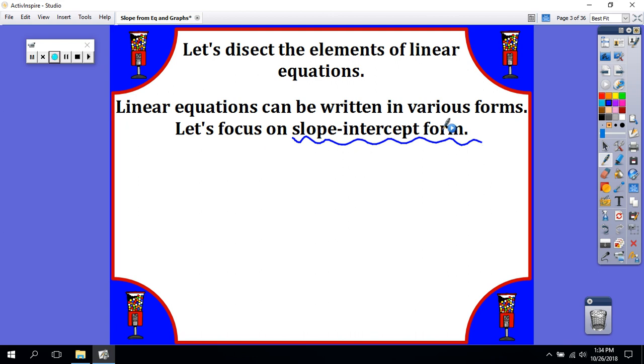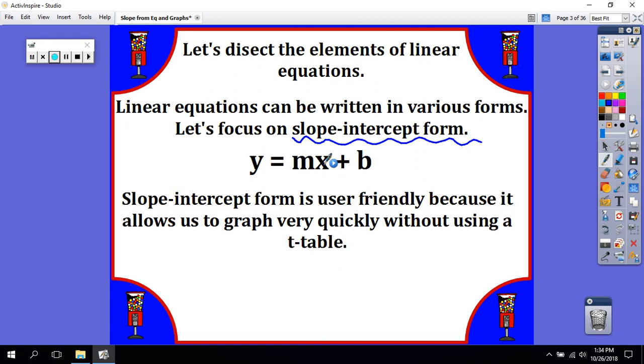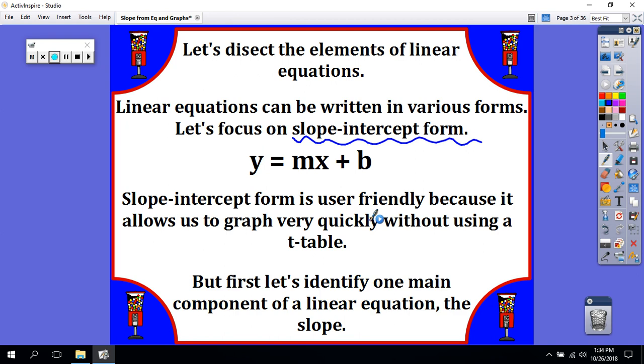Slope-intercept form is known as y equals mx plus b. So the equation will always have the letter y here, an equal sign, an m value with an x, and then some plus b value here. It tells you that it's user-friendly because it allows us to graph quickly without using a t-table. That's what I was talking about. We really like it. We can tell a lot just by looking at an equation written in that form. And so now we're going to look at the different parts of it. We're going to identify the most important piece of the equation, which is called the slope.